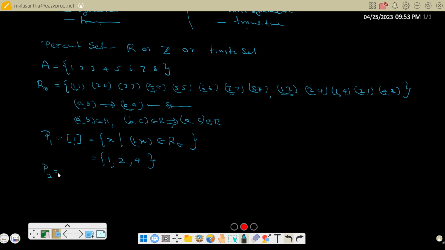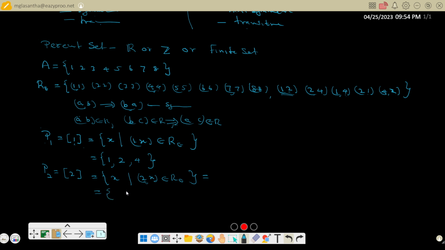Then P2 you can take: [2] means the set of x such that (2,x) belongs to R. If (2,x) belongs to R, x belongs to this set. So very simple getting these elements, right? Very, very easy. So what are the values that x can take?